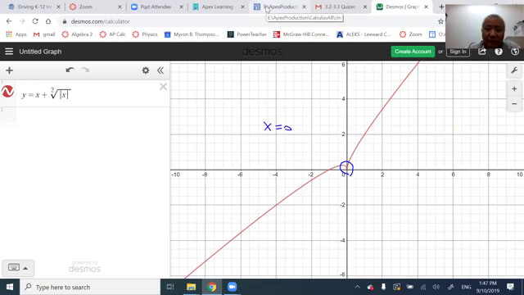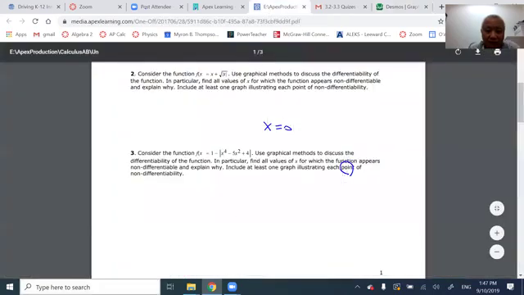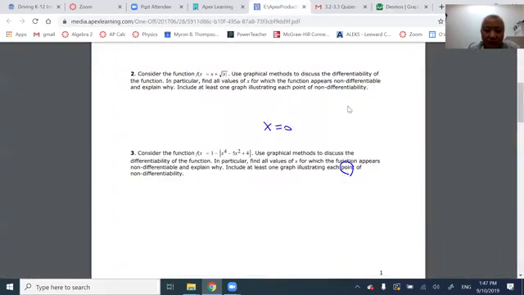So let's go back to here. When you go back to here, you can see: find the value of x for which the function appears not differentiable. Explain why, because that's a sharp point, a sharp corner. Sharp corner, and the left and right derivatives are not the same, okay? So now let's move on to the next one, okay? Let's erase this part here.